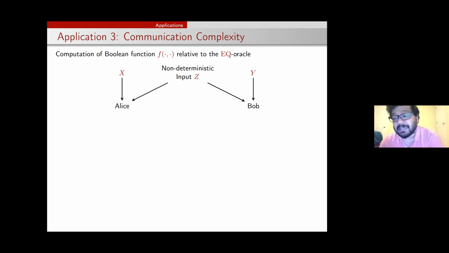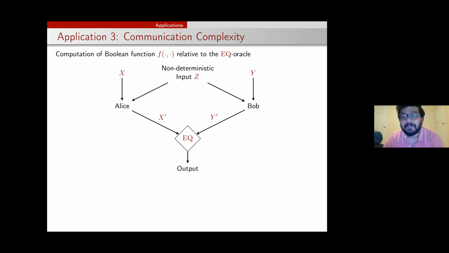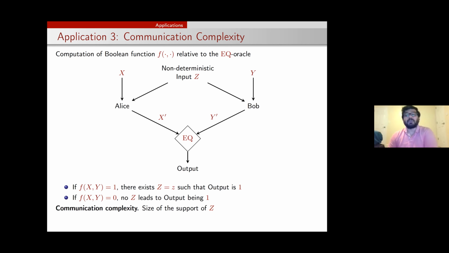They receive non-deterministic input Z, and Alice, using X and Z, computes X prime, and Bob, using Y and Z, computes Y prime. And X prime and Y prime are fed into the equality oracle, and the output of the equality oracle is the output of this communication protocol. There are two constraints that one needs to satisfy. If f of x comma y is 1, then there exists a non-deterministic input such that the output is 1. I want to emphasize that it says there exists one; there may be more than one.